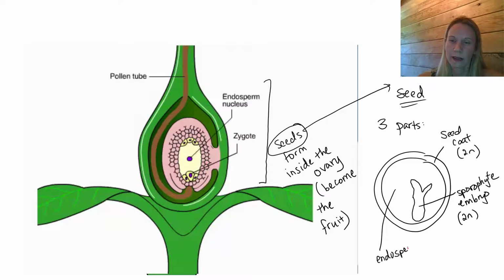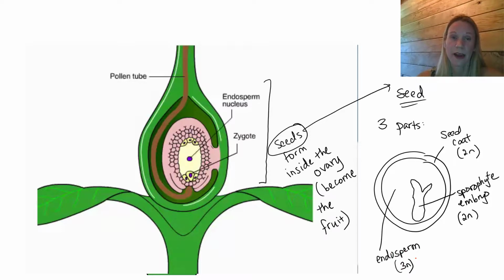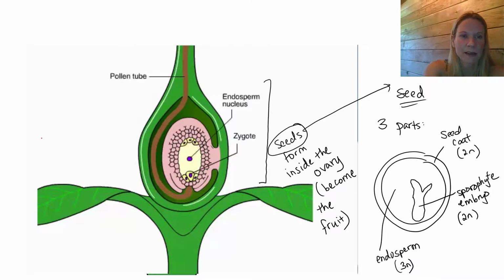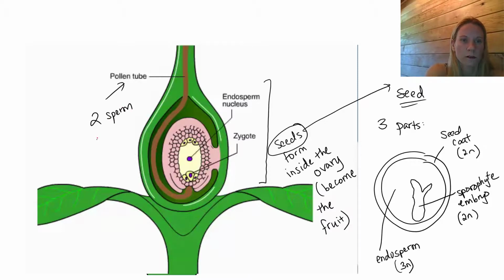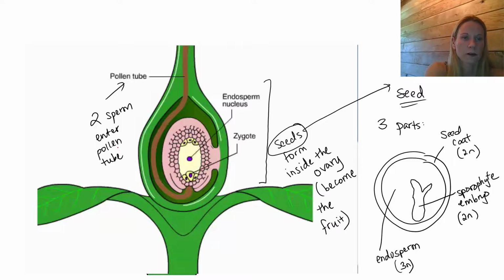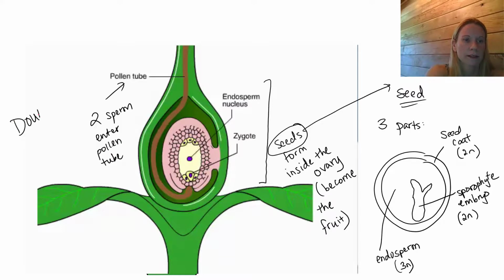And what's the ploidy on the endosperm? That's right, triploid. So that's unique to the angiosperms. And we call that process, because there's two sperm, remember, there's two sperm that enter the pollen tube, we call that process double fertilization.